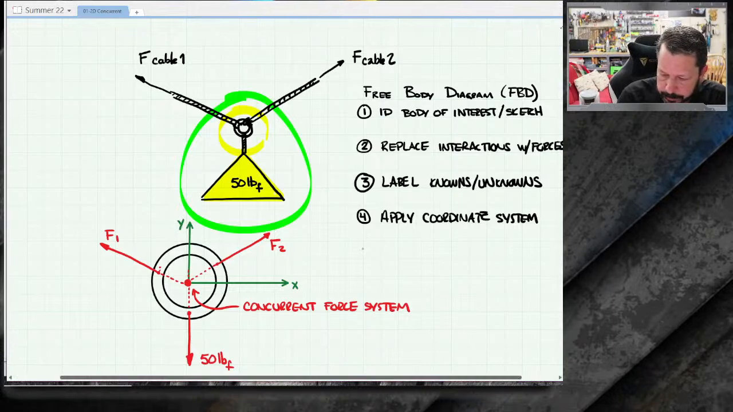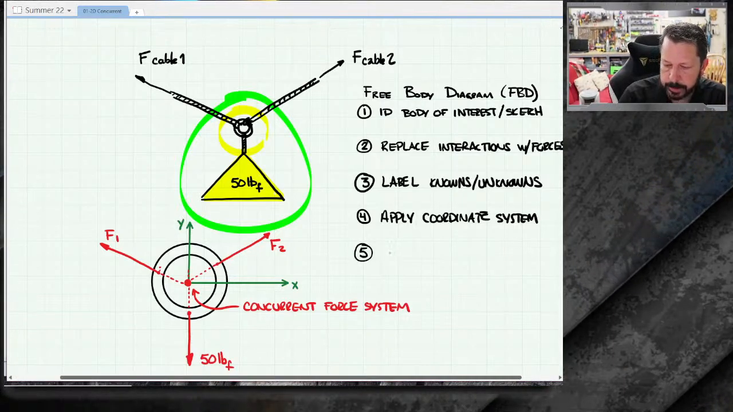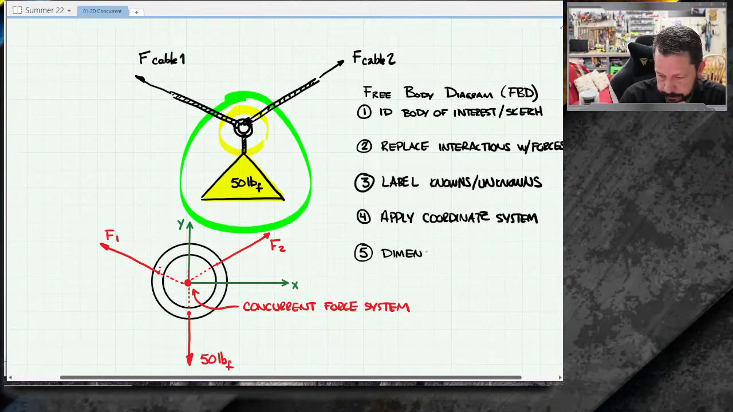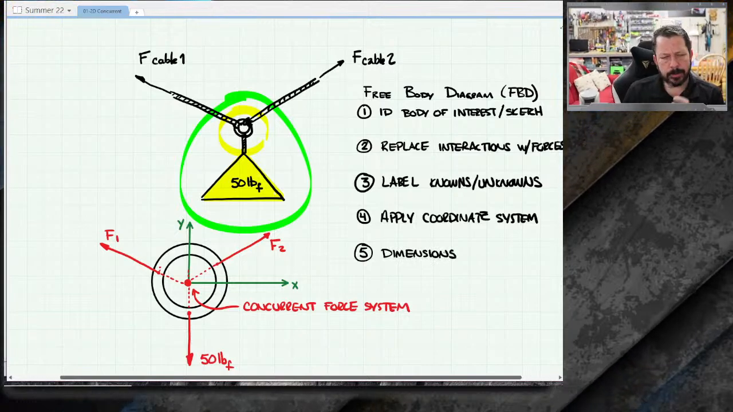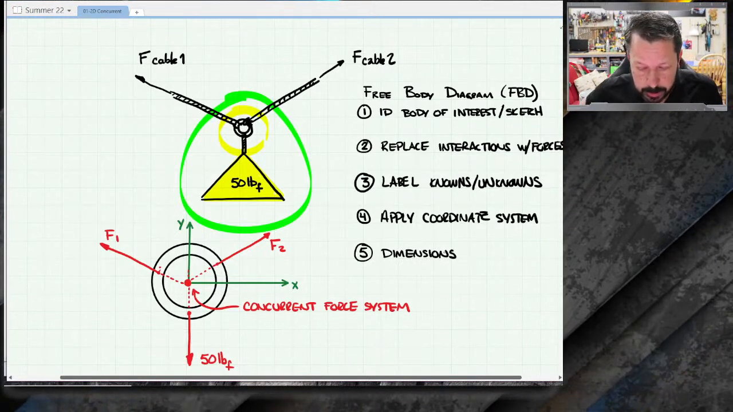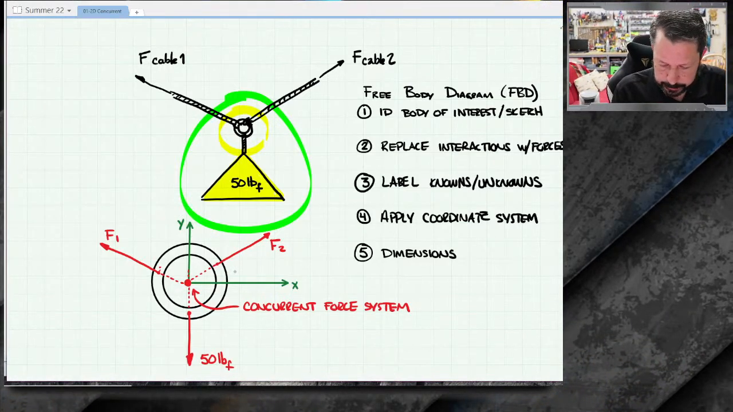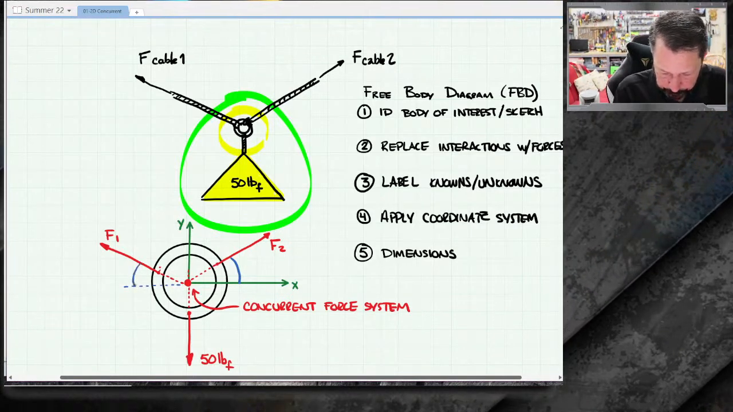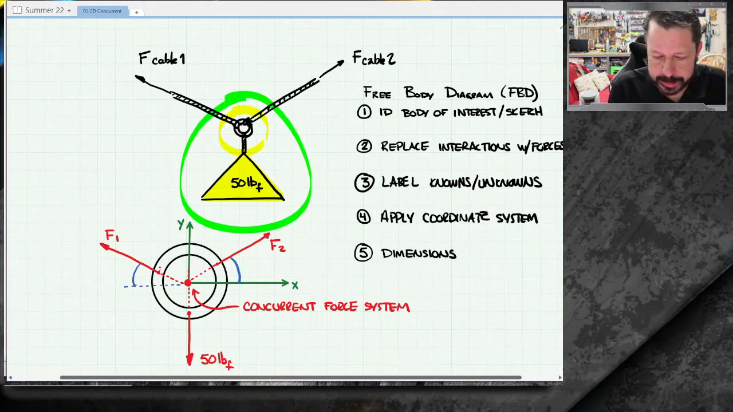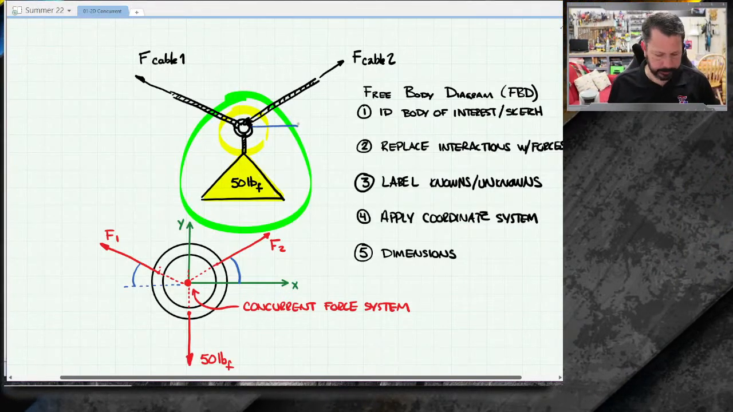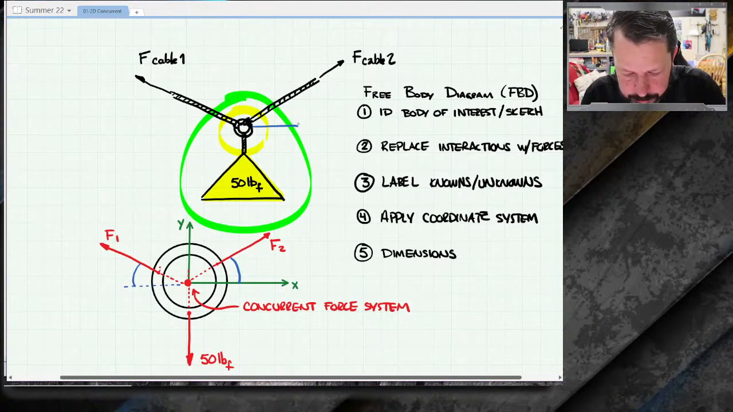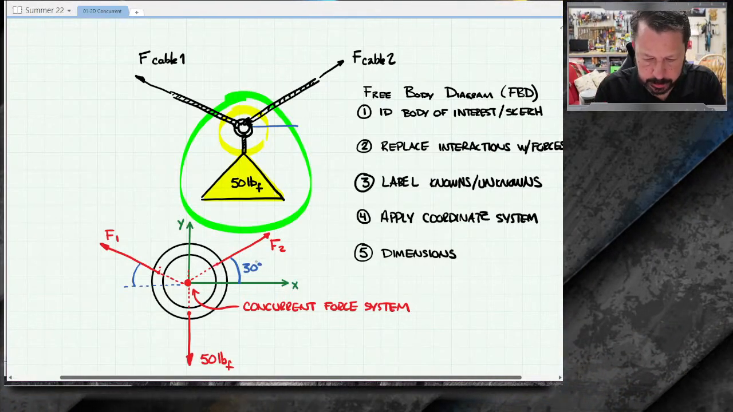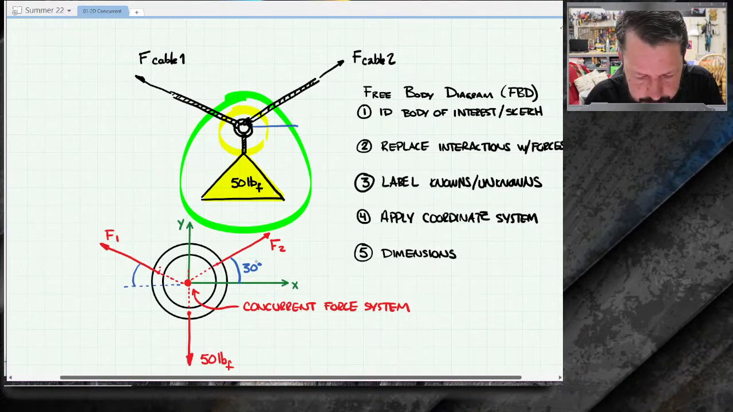Then finally, step 5 on our free body diagram creation list is dimensions. I don't have any distances, but I have angles. I have this angle, and I have this angle. Now I didn't label them, so I'm going to create angles over here. Let's see. This one is 30 degrees, and this one is 25 degrees.